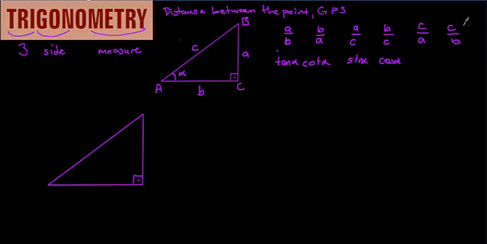These also have names. Let's say C over A is going to be equal to cosecant of alpha, and C over B is going to be equal to secant of alpha, but we are not going to use them except for some operations. Generally we are going to use these four of them.